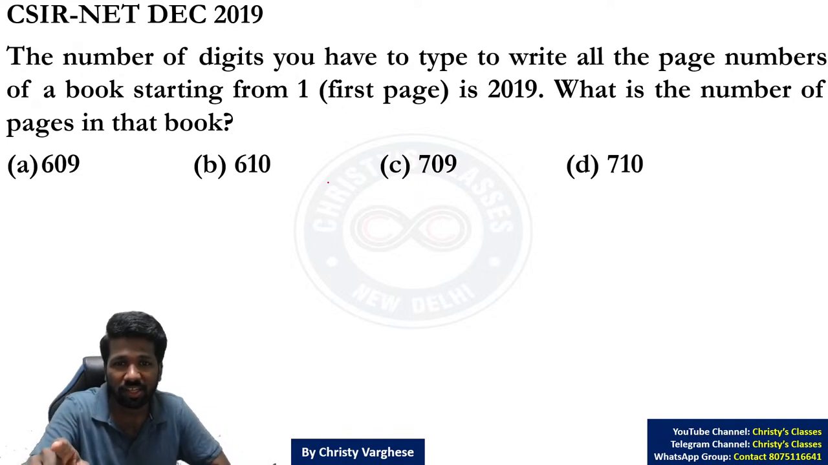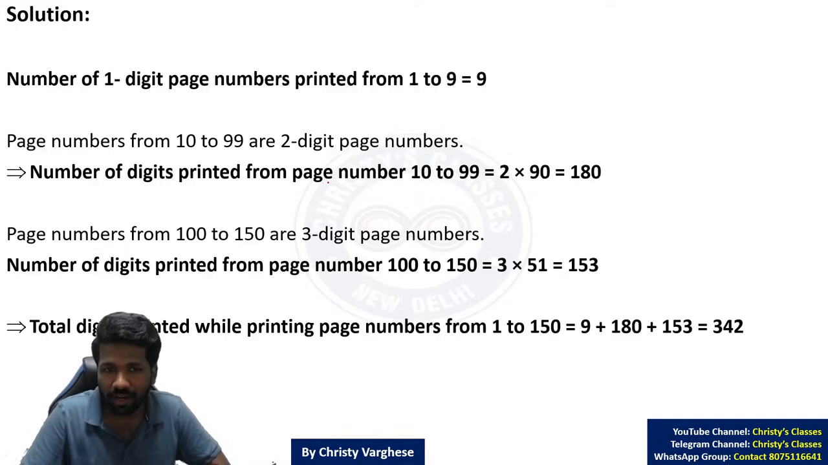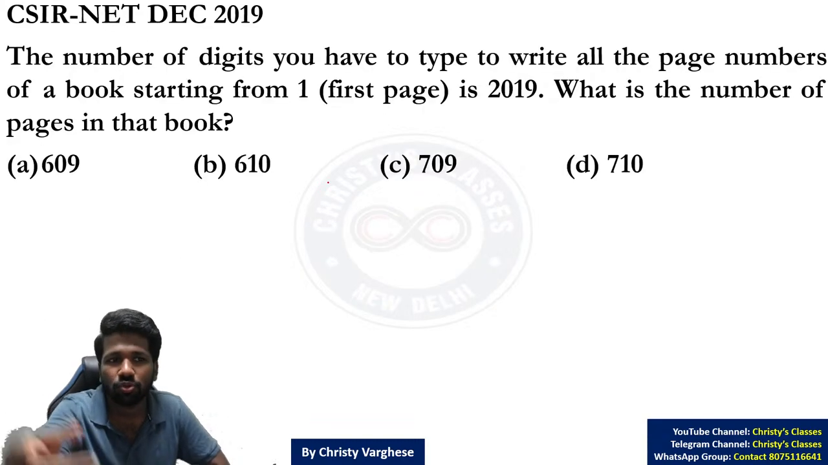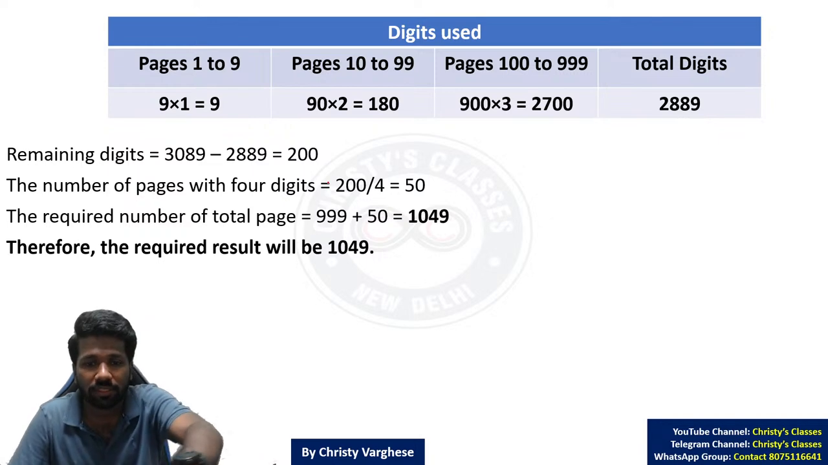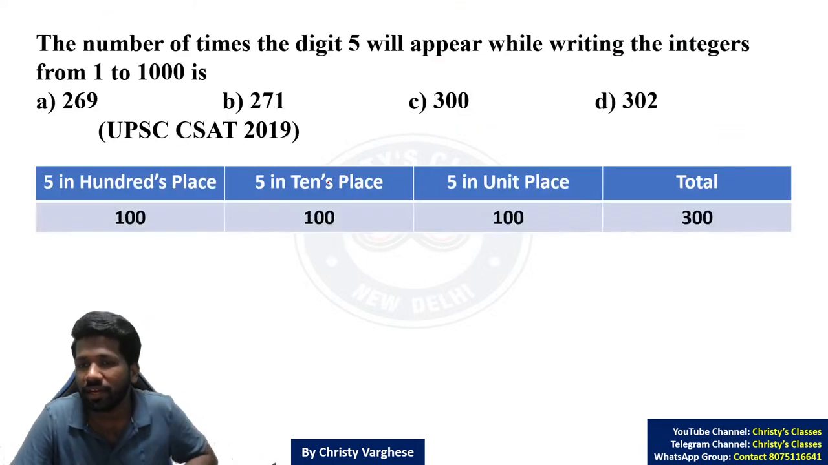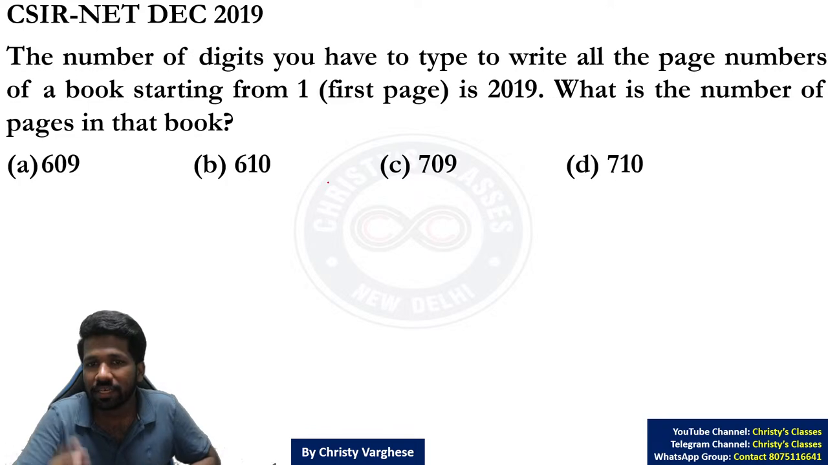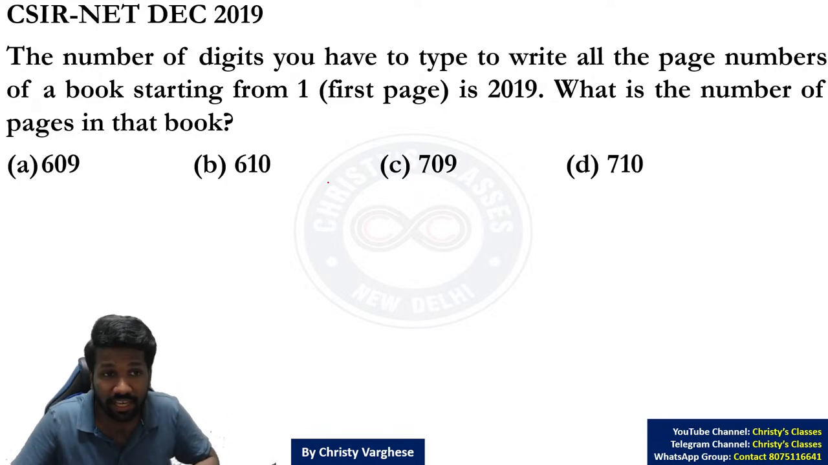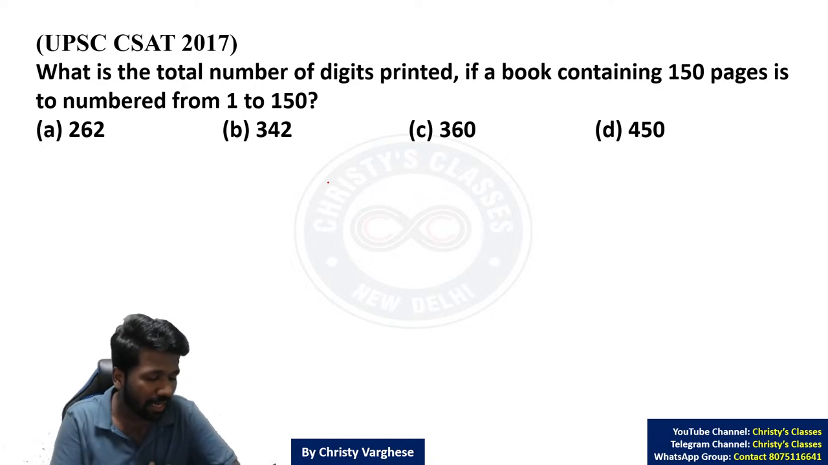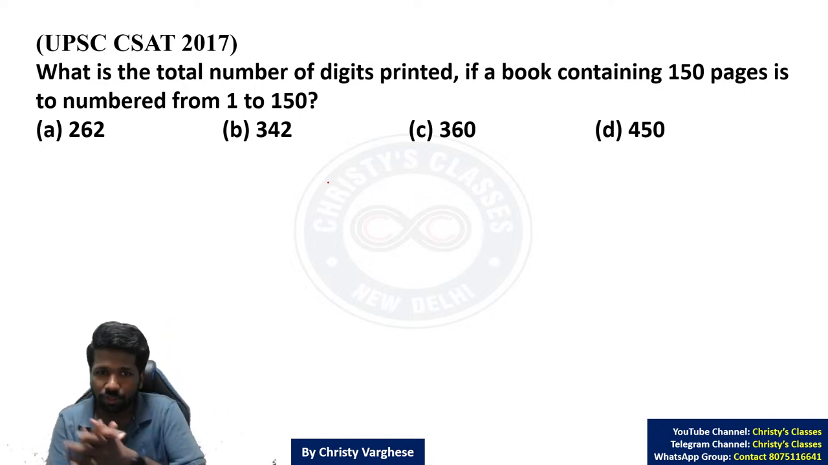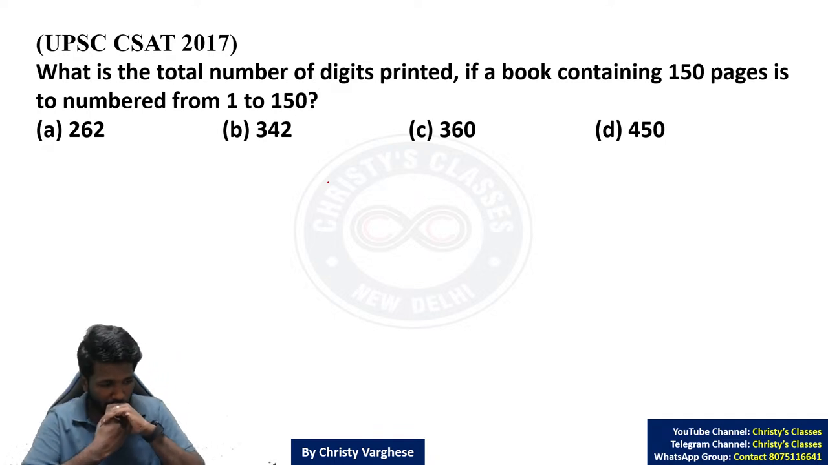Those who are CSIR NET aspirants, instead of the previous question where it was 3089 digits, in CSIR it was asked with 2019 digits, the same question itself. So first this question please try, and we'll discuss all these questions together. Please try it.